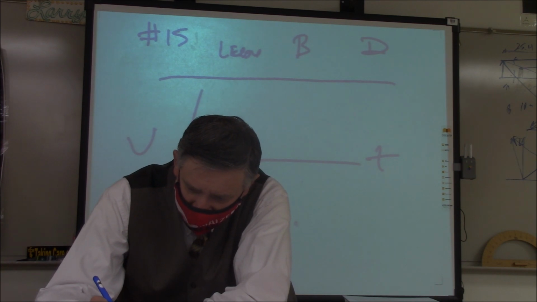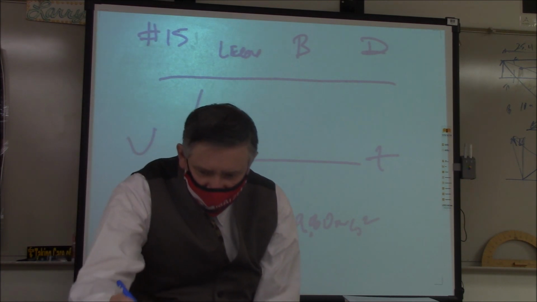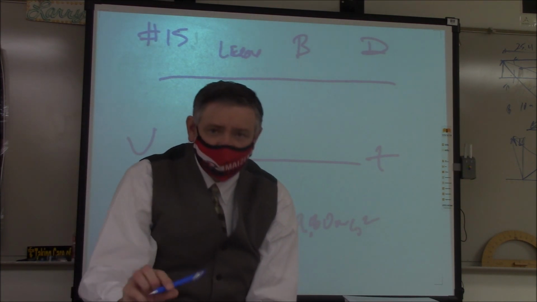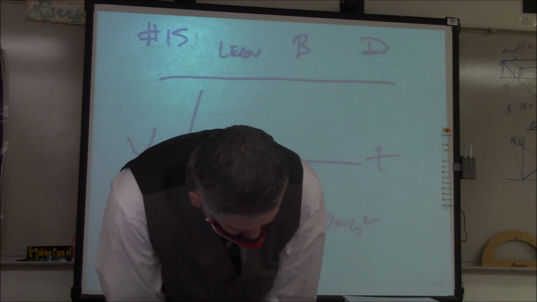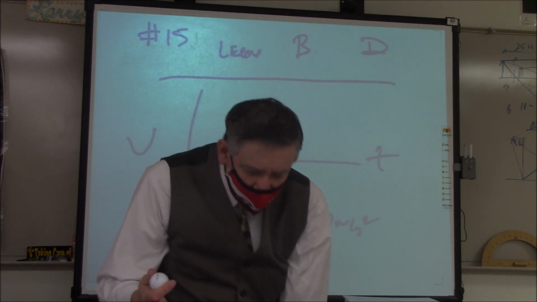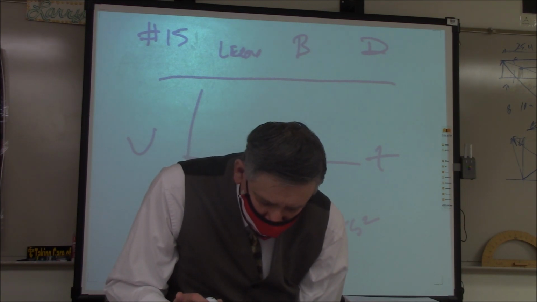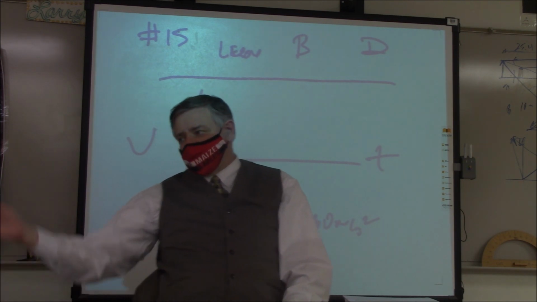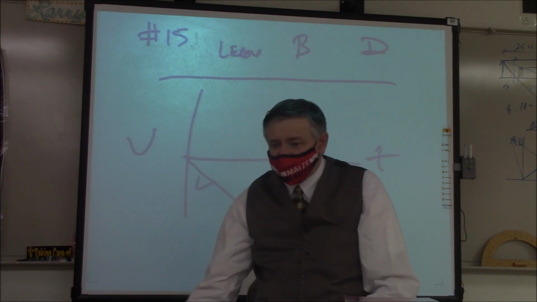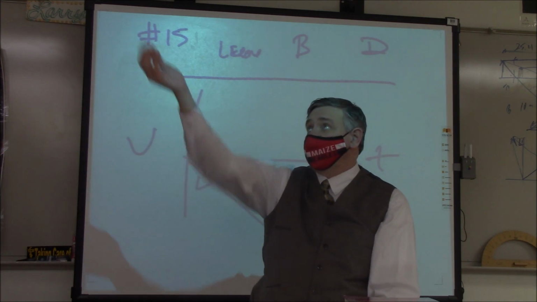Negative 9.80 meters per second squared. Okay? So there's Leroy's line, right? Now, then, Bubba throws the bowling ball straight up with 10 meters per second. So Bubba's going to do this. He's going to do that. So that's going to be that motion, right?